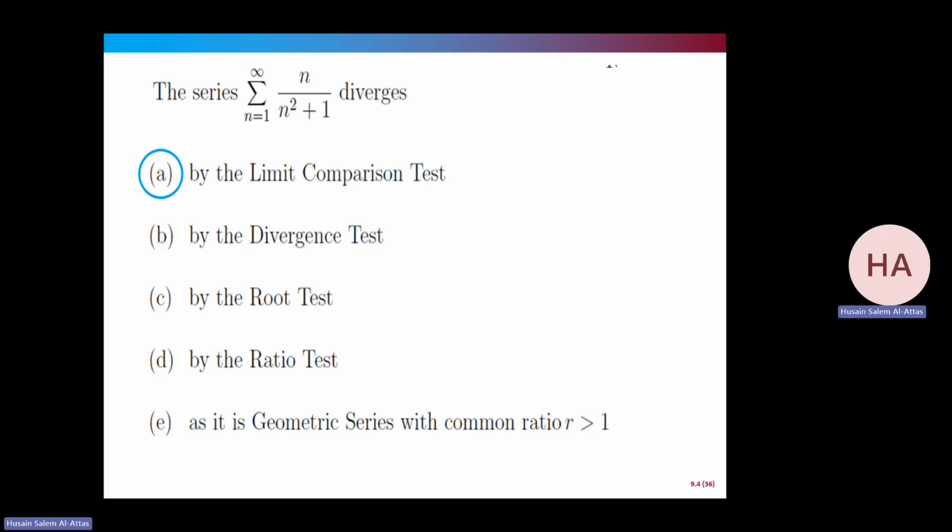n over n squared plus 1. Yeah, very clear. This one, my Bn will be n over n squared, which is 1 over n. Okay, so I have the limit comparison test, n over n squared plus 1, reciprocal of this. That gives me 1, positive. So it diverges by the limit comparison test.